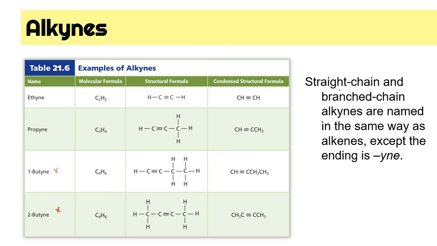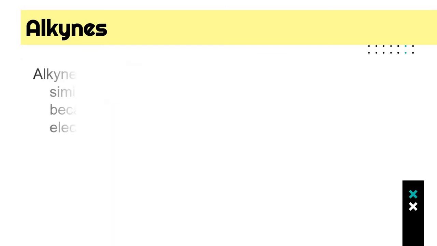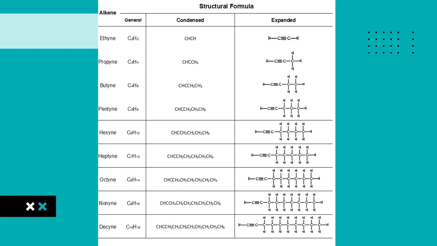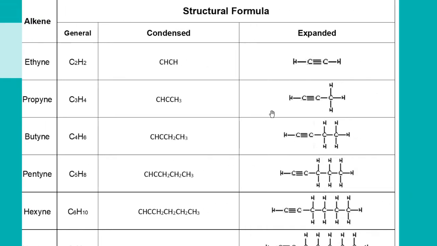So next. Straight chain and branched chain alkynes are named in the same way as alkenes, except the ending is -yne. The simplest one is acetylene, or ethyne. They have physical and chemical properties that are similar to alkenes also, but they are generally more reactive because in triple bonds there are more electrons. So these triple bonds cause even larger electron densities than double bonds, so more reactive. Again, these are some examples of structural formulas, condensed formulas, general formulas.